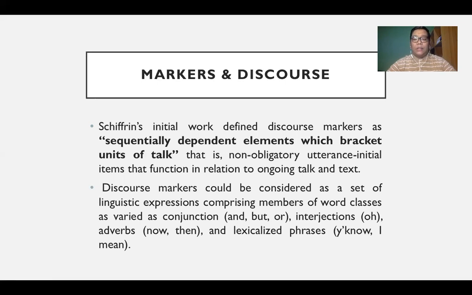Discourse markers could be considered as a set of linguistic expressions comprising members of word classes as varied as conjunctions. So as what I mentioned a while ago, conjunctions may also be functioning as discourse markers in a sentence. Another one is interjection. So for example, the use of oh, most especially if it is repeatedly used in discourses, may function as a discourse marker already. And then we also have adverbs such as now and then, and we also have lexicalized phrases such as you know and I mean. Now, these lexicalized phrases are the common phrases that we hear being used as discourse markers in expressions.